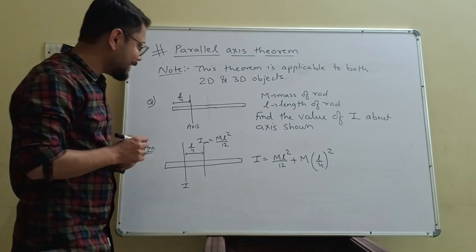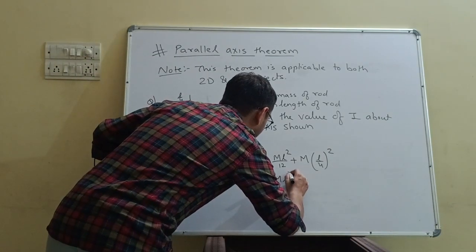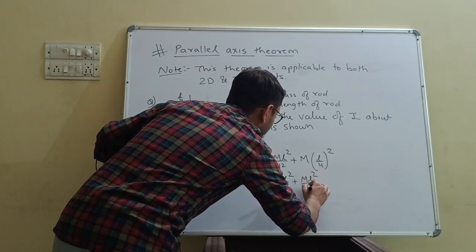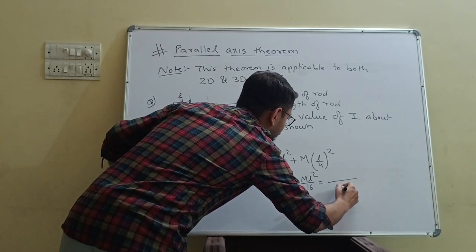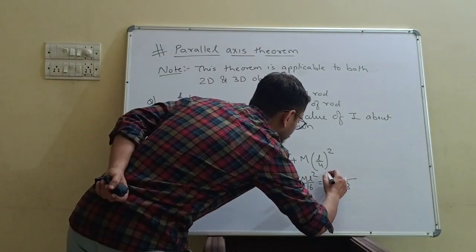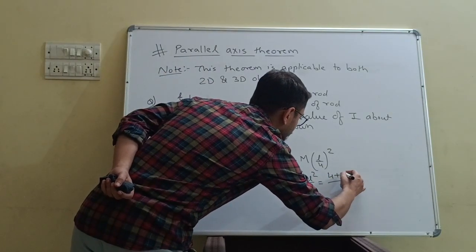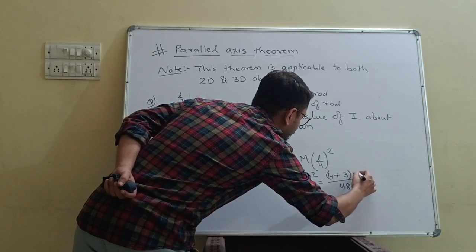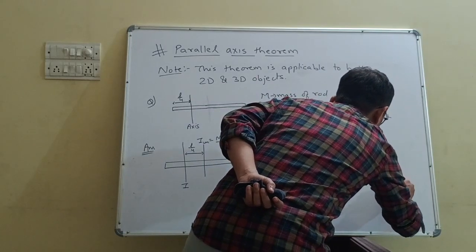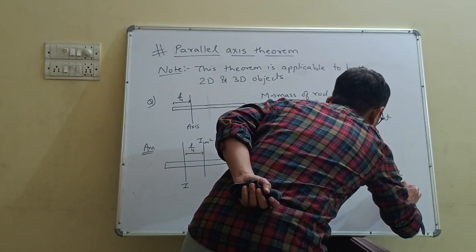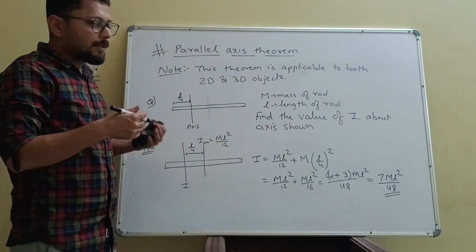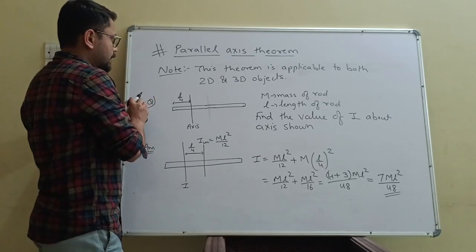Very simple, right? Okay, so this will become ml square by 12 plus ml square by 16. The LCM will come as 48. So 12 fours are 48 plus 16 threes are 48 times ml square. So this will become 7 ml square by 48. Very easy. Let us see some more applications of the same theorem.